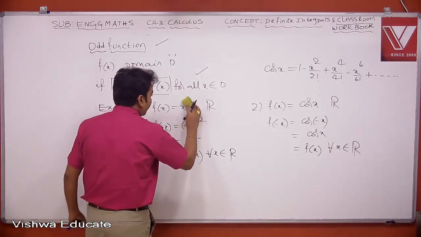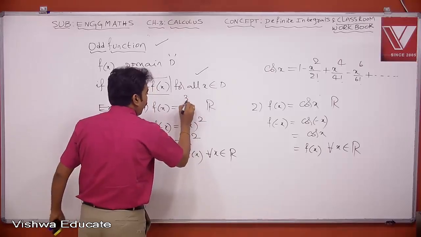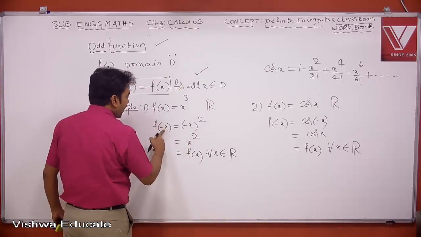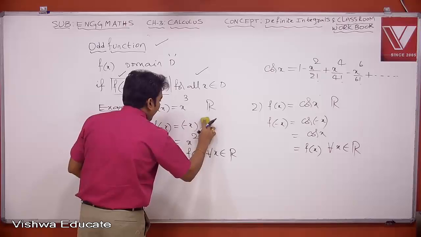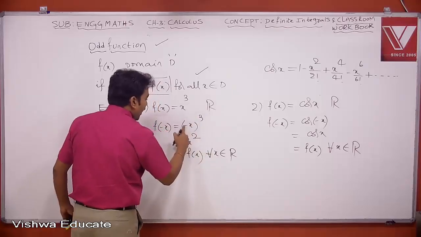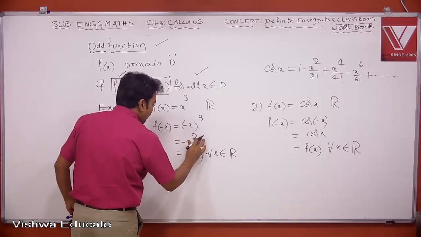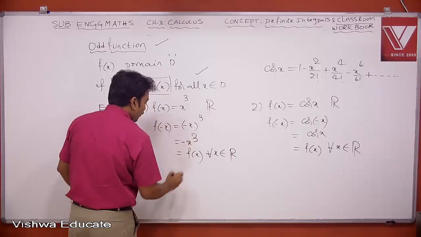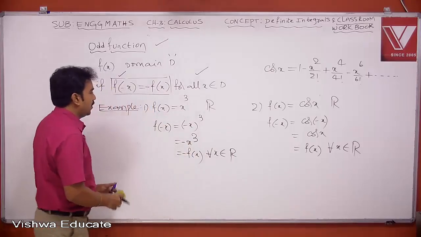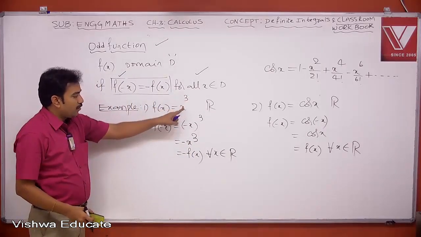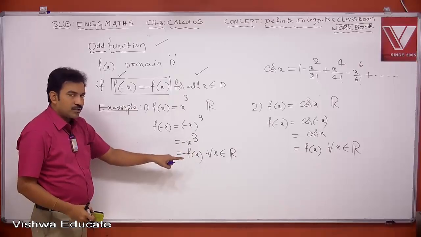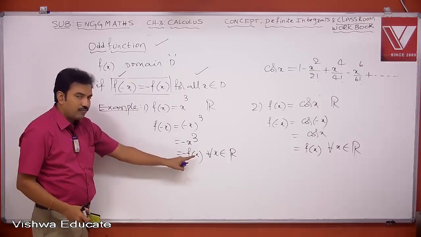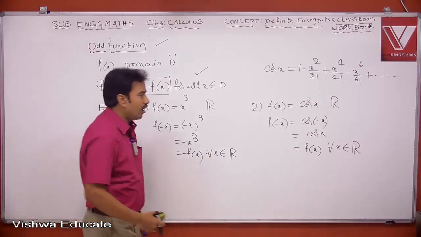So examples, instead of taking even powers, let us take odd powers. For example, f of x equal to x cube. Then f of minus x is minus x whole cube. Minus 1 whole cube is minus, this 2 becomes 3. So therefore this is minus f of x. So here when you take odd powers of x, they will be odd functions. F of minus x is minus f of x for all x belong to R.